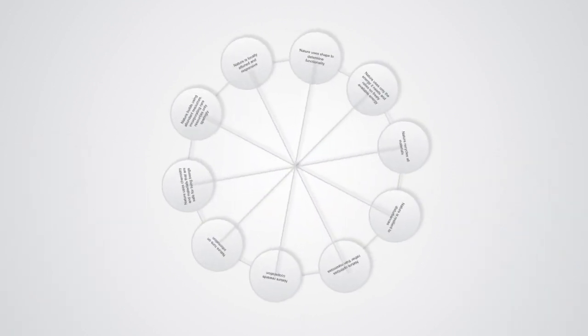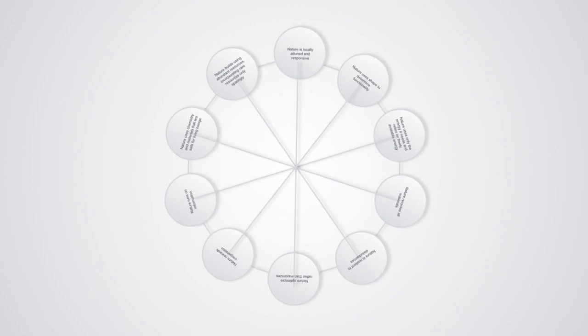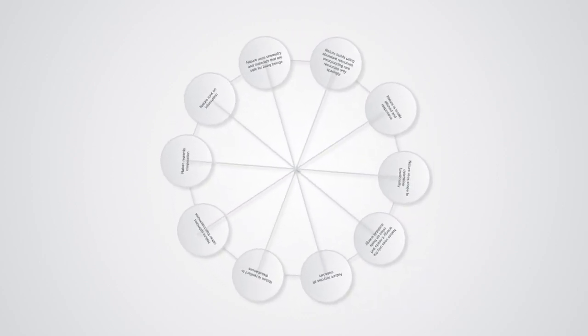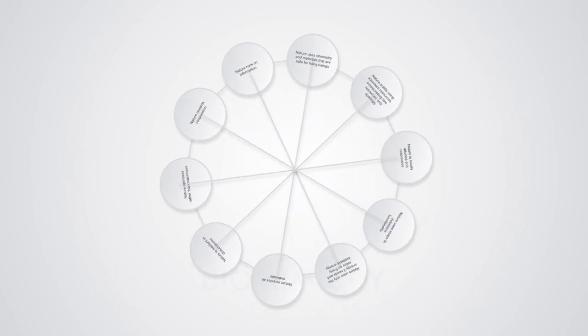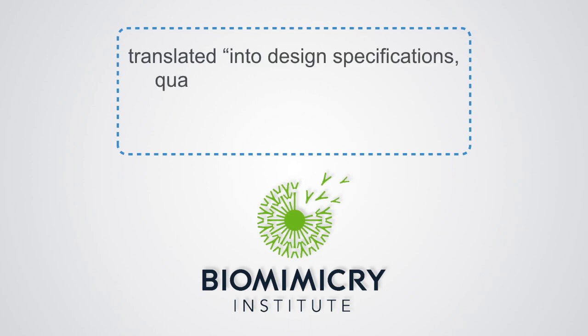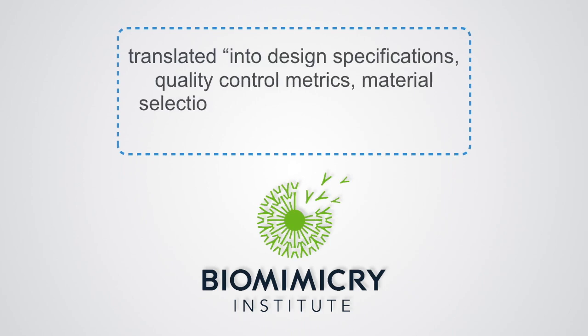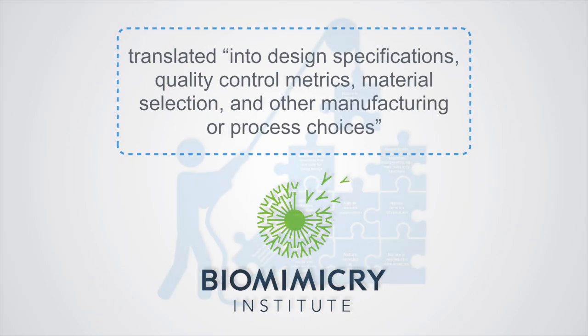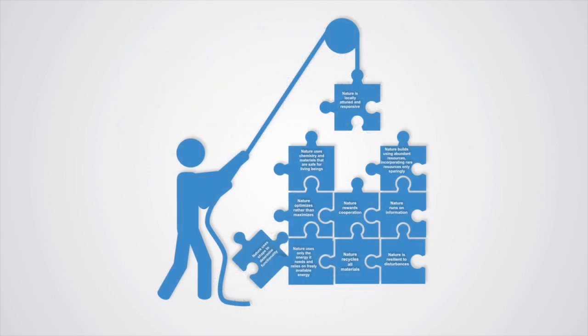It's not difficult to imagine how any design process that incorporates all these patterns would be extremely successful. And even though it might be impossible to always use all of them, the main idea, according to the Institute, is that they can be translated into design specifications, quality control metrics, material selection, and other manufacturing or process choices. With that in mind, someone engaged in the design of anything should start applying the unifying patterns at the very beginning of their work, as well as all other steps, making sure that as many patterns are contemplated as possible.